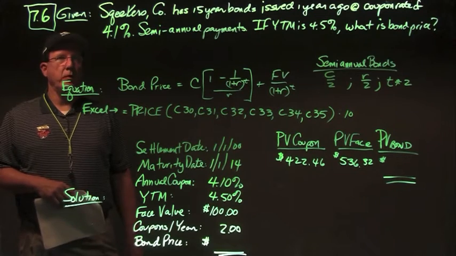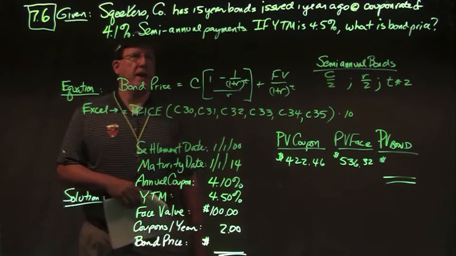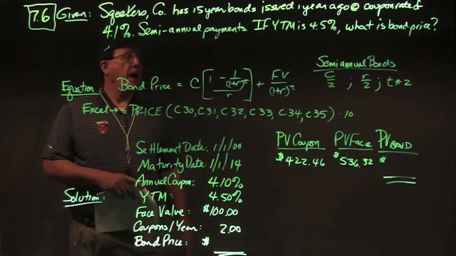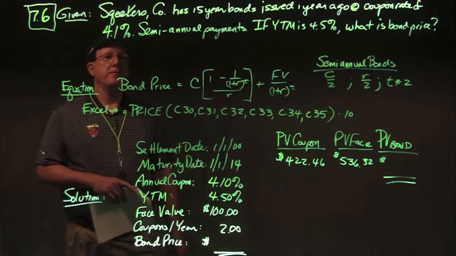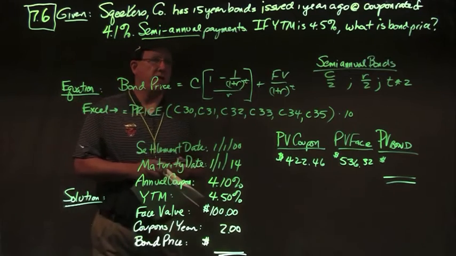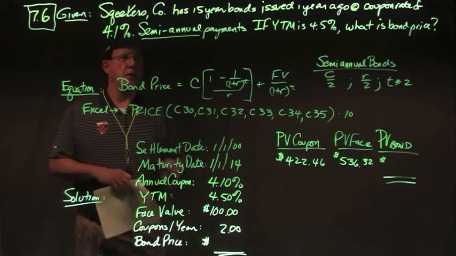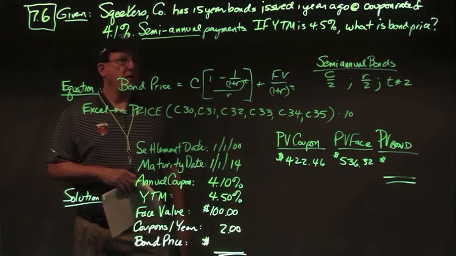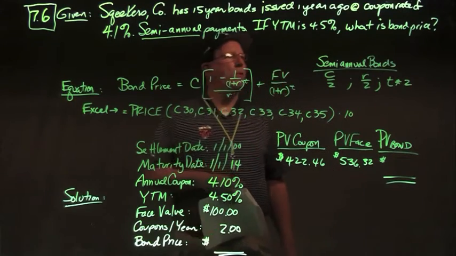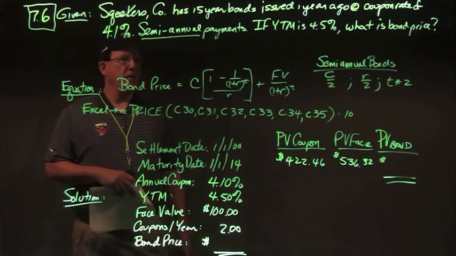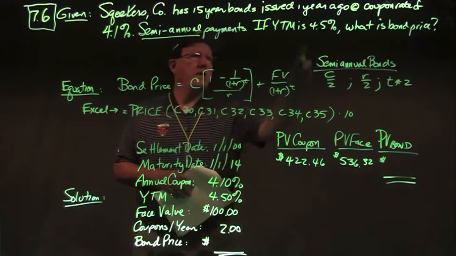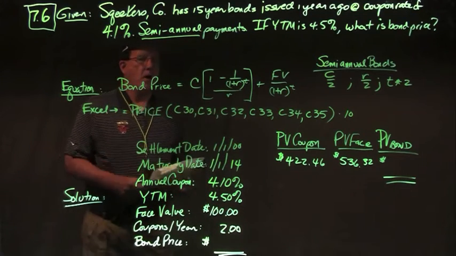In problem 7.6, Squeaker's company has 15-year bonds issued 1 year ago, meaning we have 14 years left, at a coupon rate of 4.1%. Semi-annual payments, key point here. We have to pay attention to that because we'll actually collect our coupons twice per year at half the amount. If the YTM is 4.5%, all of the bonds in the market are requiring 4.5%, what is the bond price? And we can predict what the bond price is going to be based on the relationship between our coupon rate and the yield to maturity required by all other bonds in the market.